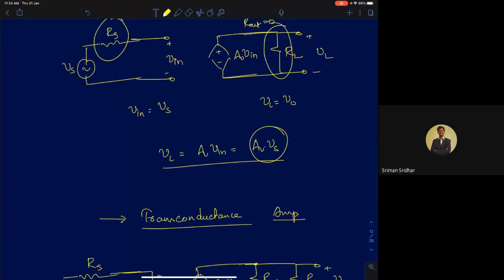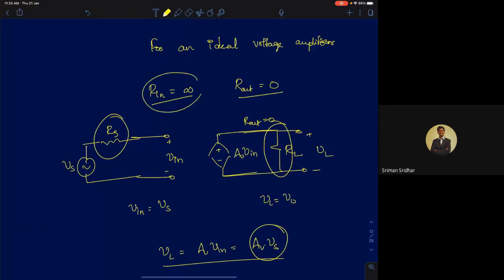Okay, so that's the definition of an ideal voltage amplifier. As an engineer, if you are supposed to design an ideal voltage amplifier, you have to keep in mind that you will aspire to design a very high input resistance and a very low output resistance. This is what you will do.